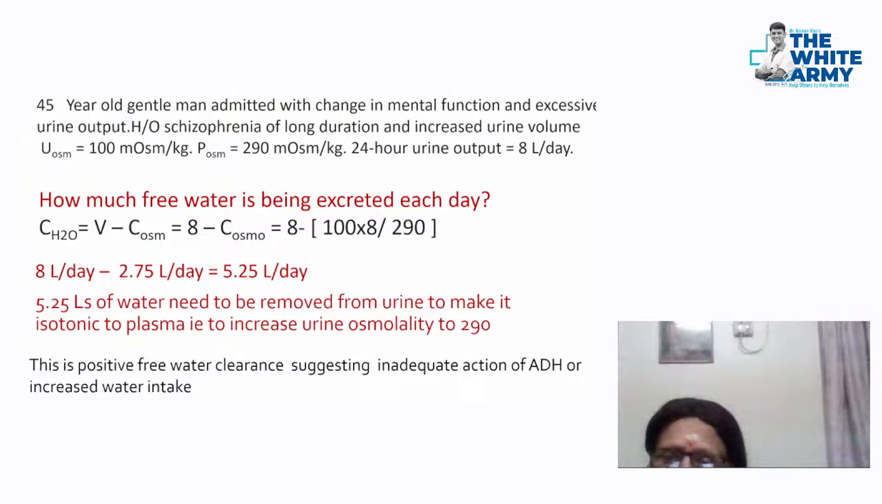That tells you the ADH action is inadequate or this patient has got a psychogenic polydipsia. We know that psychiatric disorder patients have a tendency to drink excess of water. When they drink excess of water, this excess of water has to be excreted to bring down the plasma osmolality to normal. So that may be one of the reasons why this patient has got a high urine volume.